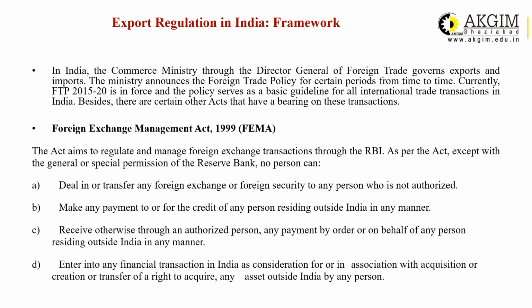There are authorized dealers who are dealing with foreign exchange. So any person who is not an authorized dealer is not allowed to deal in foreign exchange. And no person can make a payment to or for credit of any person residing outside India in any manner, or receive otherwise through an authorized person any payment by order or on behalf of any person residing outside India in any manner. That means all these are a few examples given under the FEMA Act.